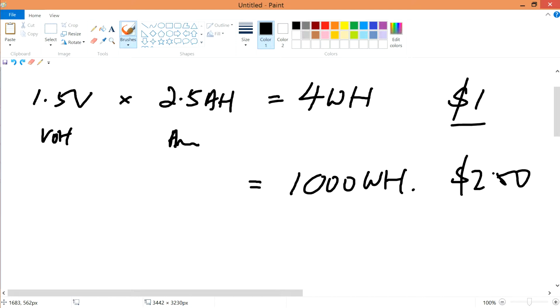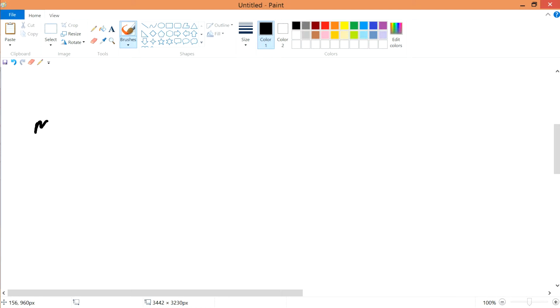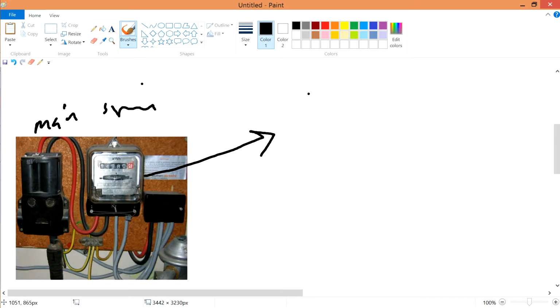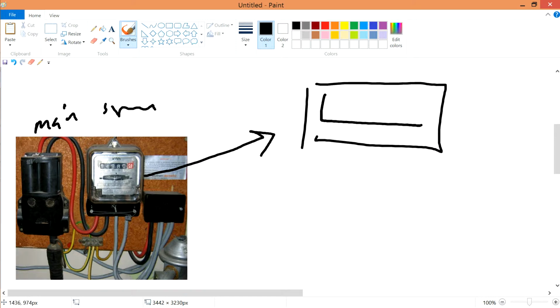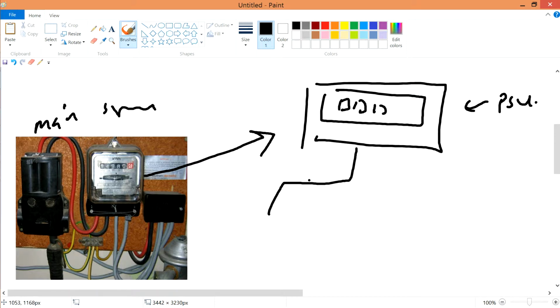Why am I talking about this? Because in the previous video we talked about the main supply. The main supply comes from here, and you supply the power to your household. You have a power supply unit, with those switches all over here. This is your power supply unit, and you use it to supply all the power to your kitchen, your living room, your master bedroom, whatever, your household.